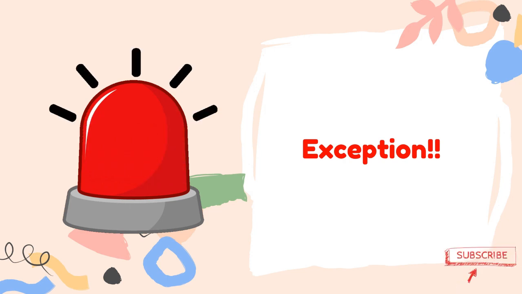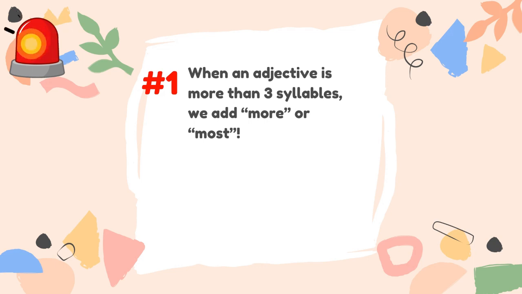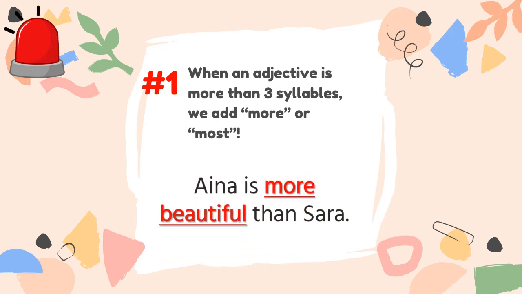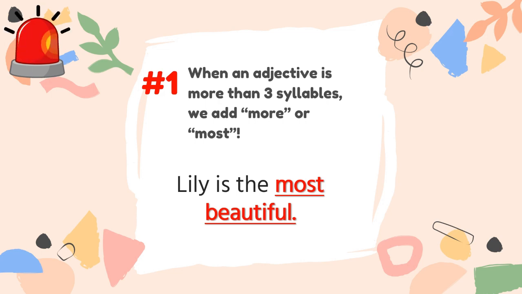Hold on, just like most rules in English, this one has a few exceptions too. The first exception is when an adjective has more than two syllables, we add more or most. For example, Aina is more beautiful than Sarah. We cannot say Aina is beautifuler. That is wrong. Lily is the most beautiful. We cannot say Lily is the most beautifulest. It is wrong.